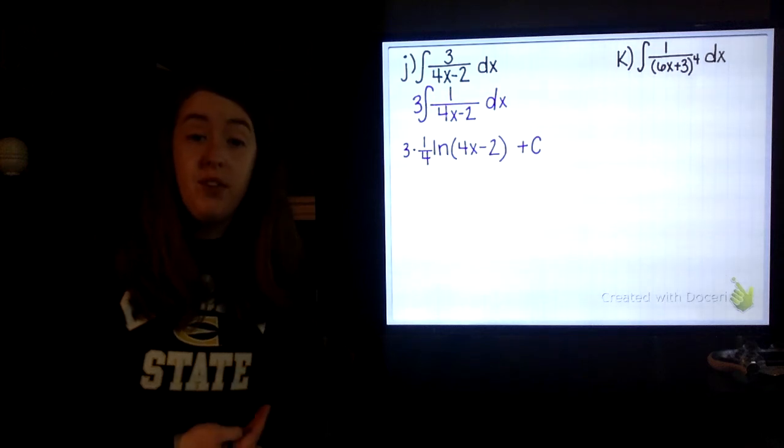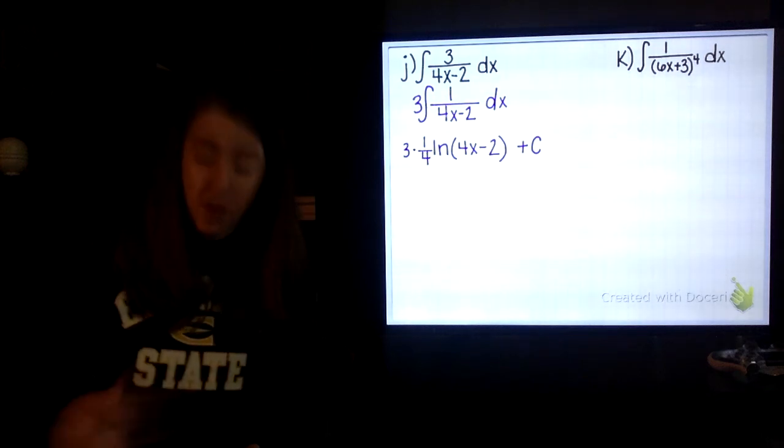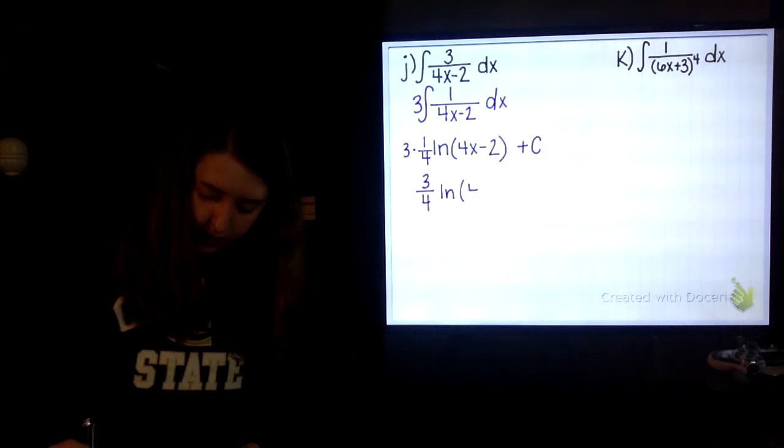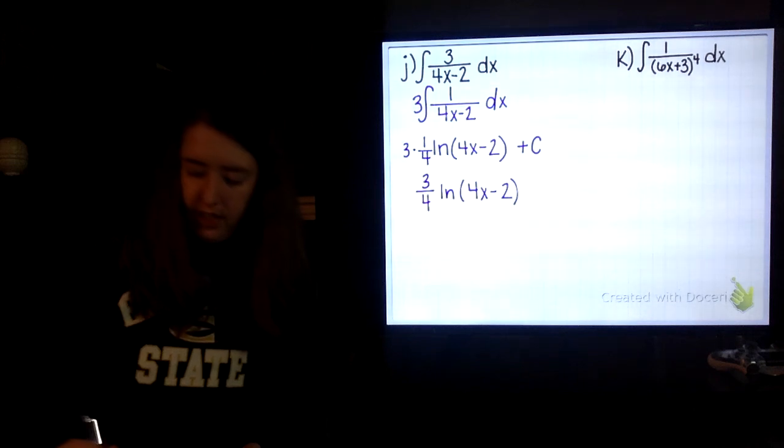So 3 times 1/4 might not bother you, but it bothers me. I'm going to rewrite that as 3/4 natural log of 4x minus 2 plus c.